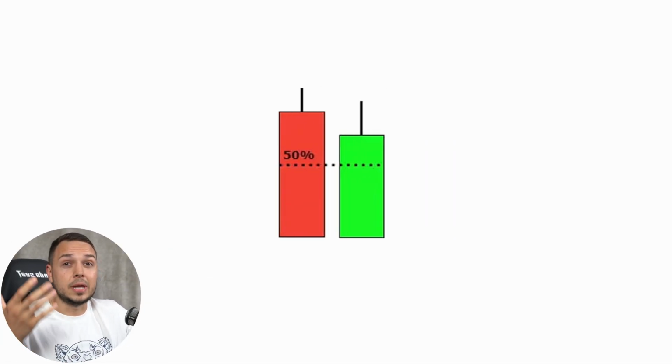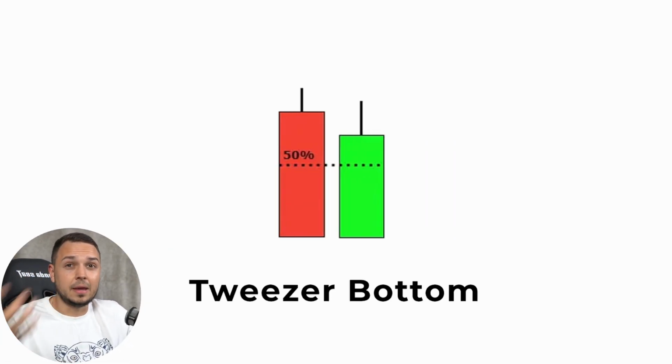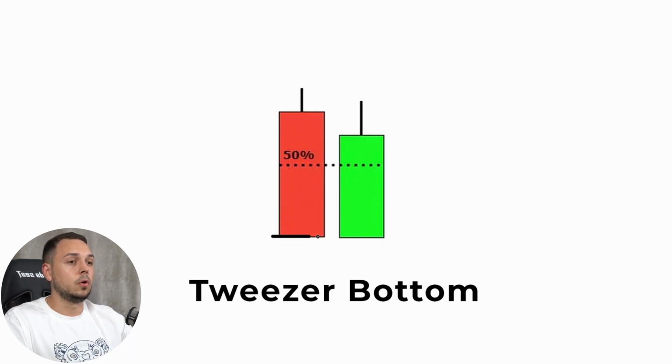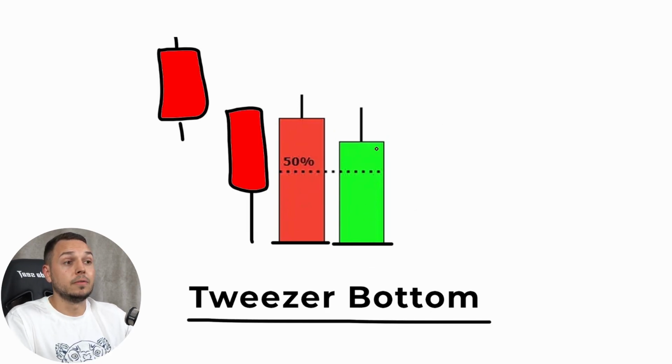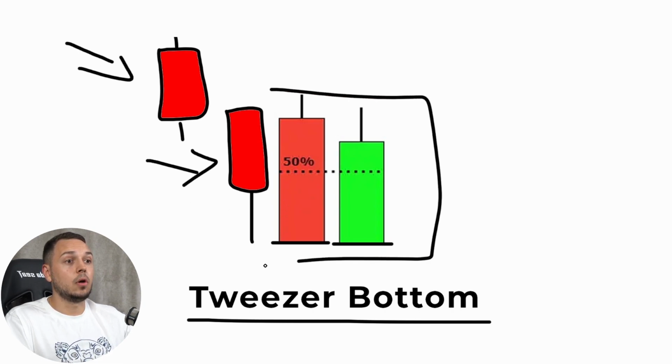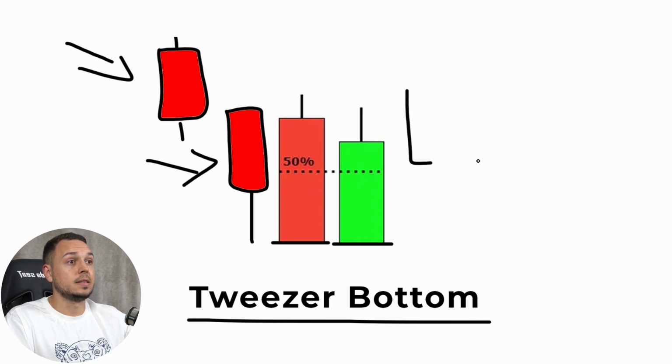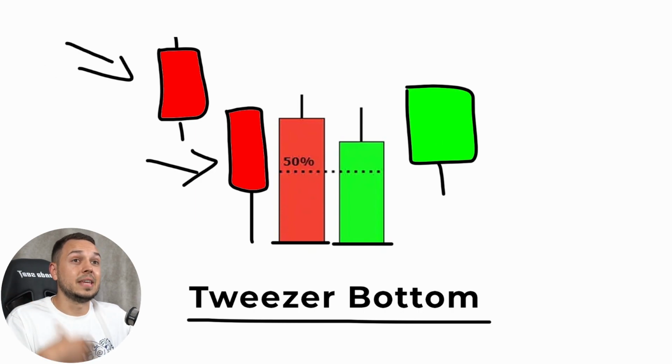And vice versa, we have the tweezer bottom. Works the same way, just the opposite. To correctly identify a tweezer bottom, we once again want to have identical lows from the first bearish candlestick over here to the second bullish candlestick. So the tweezer bottom over here is a bullish reversal pattern. So once the market is trending towards the downside and we see this type of price action, there's a good chance that the second candlestick will be bullish. And with a bit of luck in Forex, it actually will be, and it's going to turn around and you're going to start making a profit.